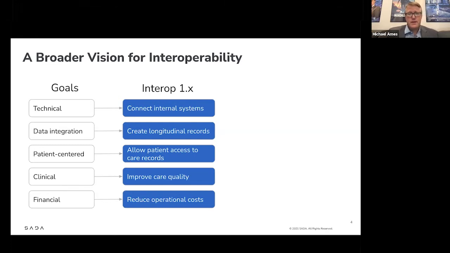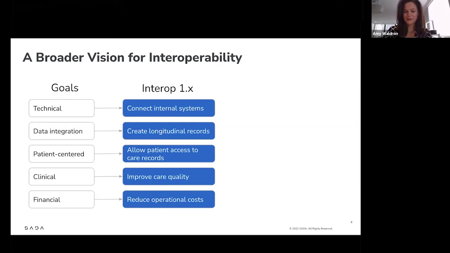So technically, in Interop 1.x, the technical goals were, let's just get the internal systems talking to each other so that we aren't running paper or faxes between departments in our own facility. Data integration was about creating longitudinal records for patients so that we could see all of their data from all of their treatment, typically within our facilities, but at least we'll get everything together in one place.